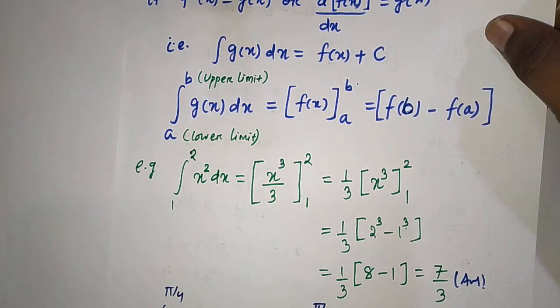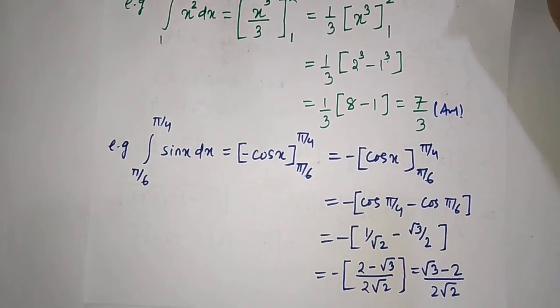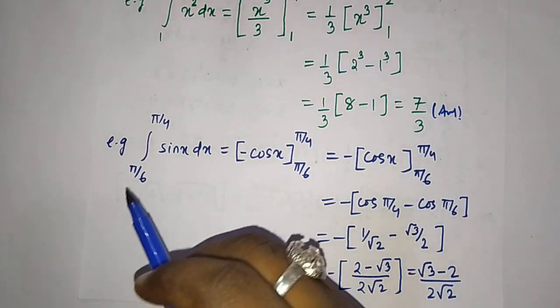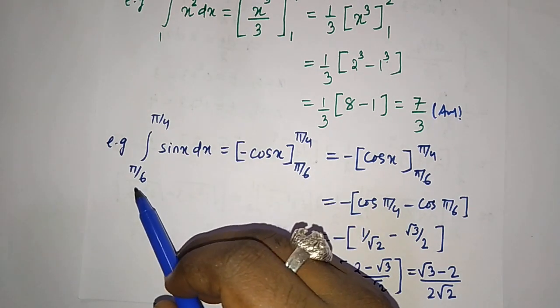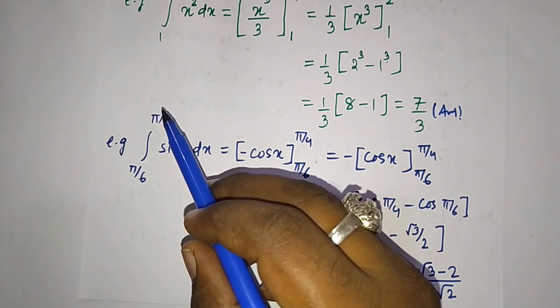It is very simple. So let's discuss another example. Another easy example is there. Suppose it is given to integrate sin x from pi by 6 to pi by 4.